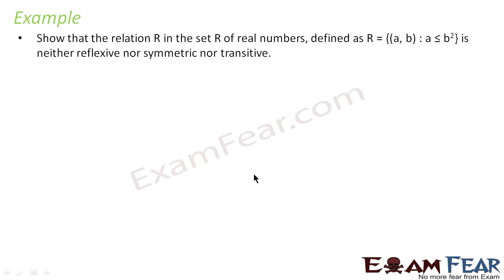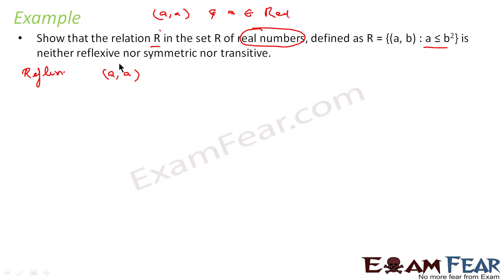Take one more example. Here we have to show that the relation R in the set of real numbers, please note the real numbers, defined by (A, B) where A is less than or equal to B square, is neither reflexive nor symmetric nor transitive. So the first thing, for reflexive, what I told is (A, A) is a member of the set for all A belonging to real numbers, because I'm talking about real numbers. So if I can prove that (A, A) is not a member of this, then that means it is not reflexive. If (A, A) is a member of this, then A should always be less than or equal to A square.